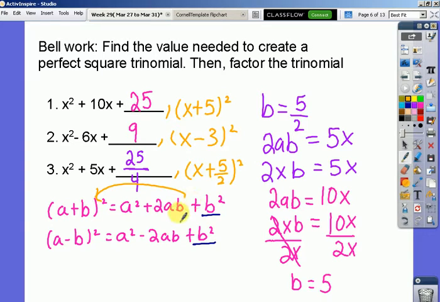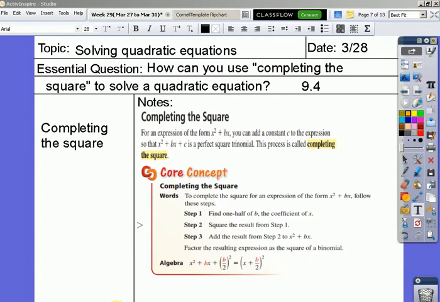Okay, we're going to start a new section of notes. So for those of you watching the video, this is 9-4, solving quadratic equations, and more specifically completing the square and how to use that to solve a quadratic equation. So essentially what we're doing is we are forming perfect square trinomials. So it says for an expression of the form x squared plus bx, you can add a constant c to the expression so that x squared plus bx plus c is a perfect square trinomial. So like what we did in the bell work, we are finding that blank space. This process is called completing the square.